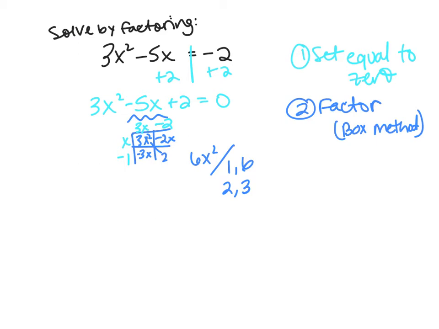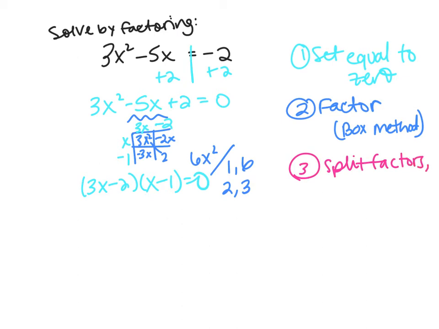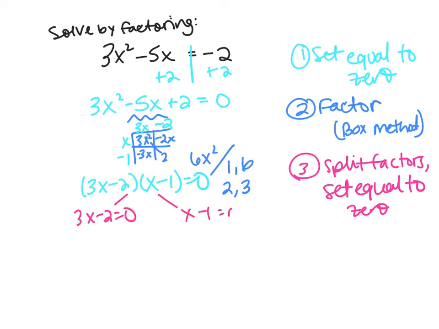So we have 3x minus 2, x minus 1. So the whole reason we factored was so we could split and solve each separately. So split factors. Use the 0 product property. That's what we're doing. And set equal to 0. So we have 3x minus 2 equals 0. And x minus 1 equals 0. And now to finish up, we just solve each separately.